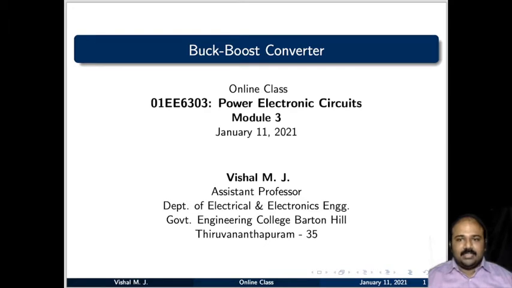Welcome back. In the previous lectures, we have discussed the basics of DC-DC converters. Then we have gone into the details of buck converter. Then we have also seen boost converter, including the design. Now we will see the third category, which is the buck boost converter.